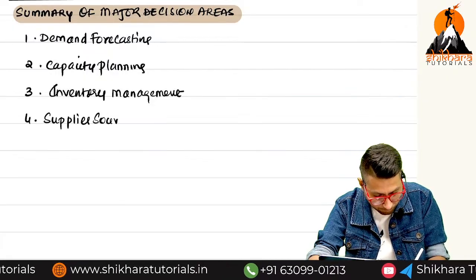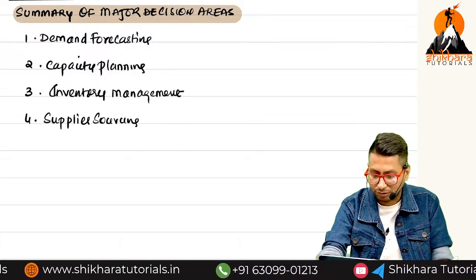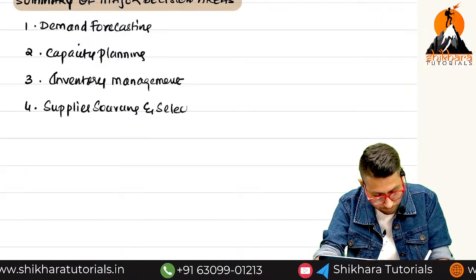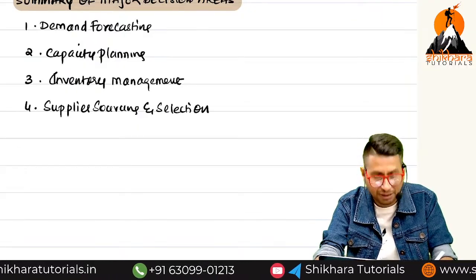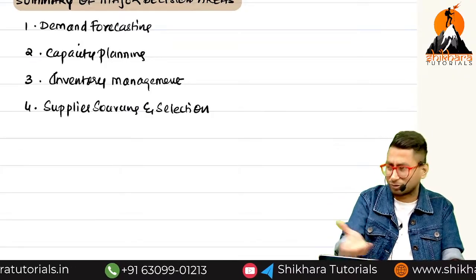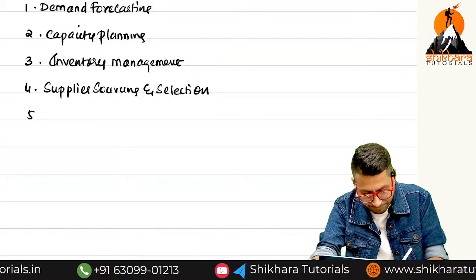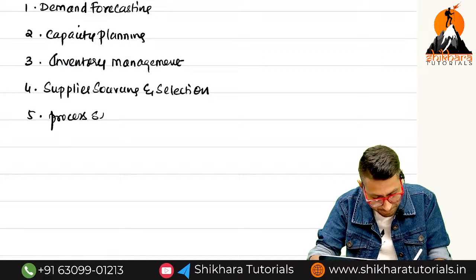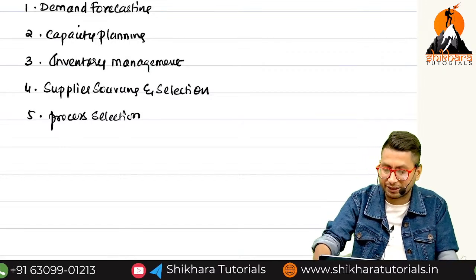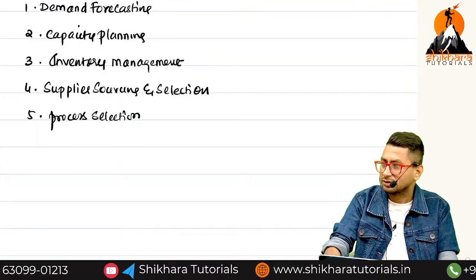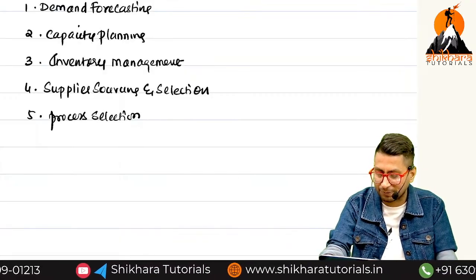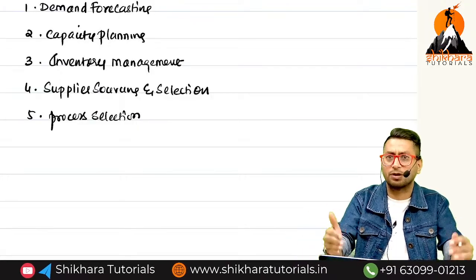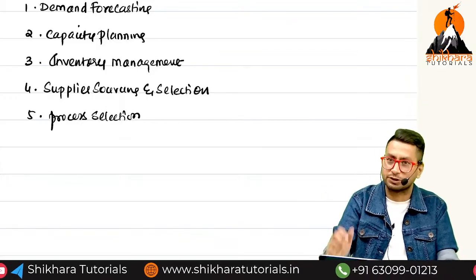Supplier sourcing and selection. Which supplier, which quantity, how many raw materials I should get. This also we have just now discussed in today's class only. Then we have process. Here, process selection. This point also already covered. Process selection means how should I manufacture the goods? Human beings or machine? It depends. Depends upon where you are manufacturing and what is the purpose of manufacturing.